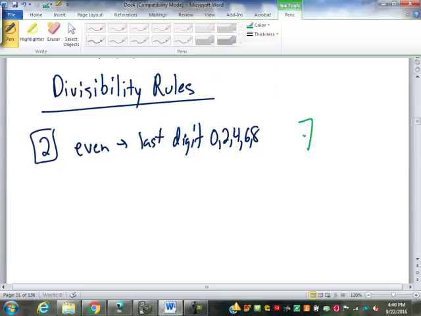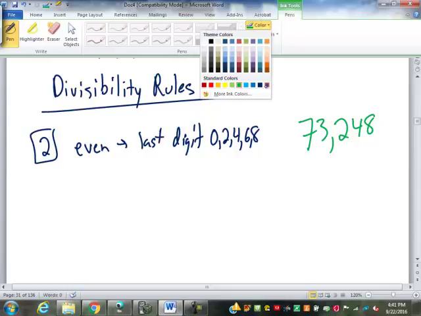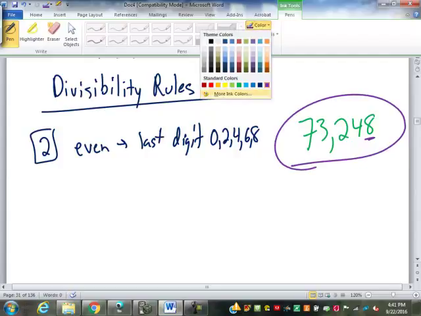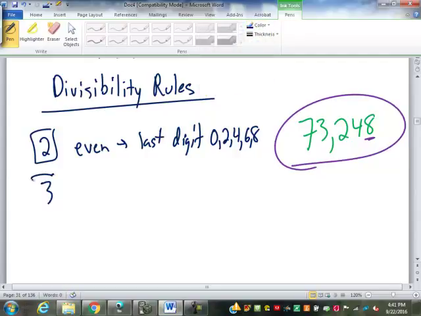So if I have 73,248, is that divisible by 2? Yeah, the last digit's an 8, so yes, it's divisible by 2. How can I tell if something's divisible by 3? Sum of the digits.